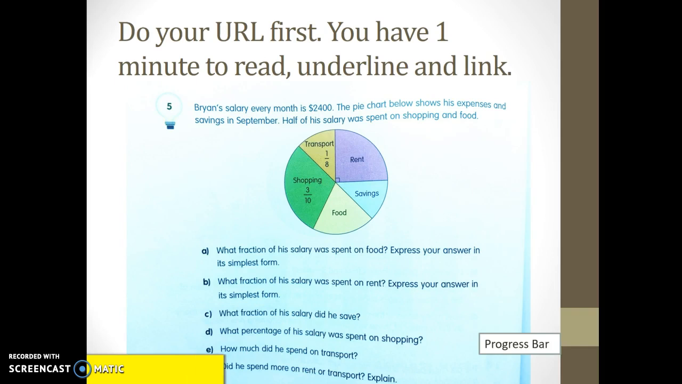Alright, I want the teacher to know that everyone here understands our class routine. Now, don't be in a rush to try answering the other questions. Just read, underline, and link.